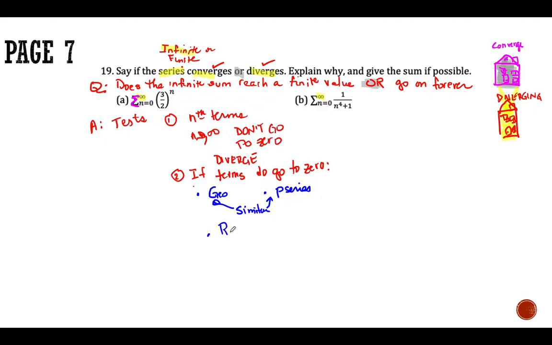Is the ratio test appropriate? Don't worry, I'll go over these. Is the alternating series test appropriate? And there are others, but those are our most famous ones. Those are the ones that are used most often by AP.